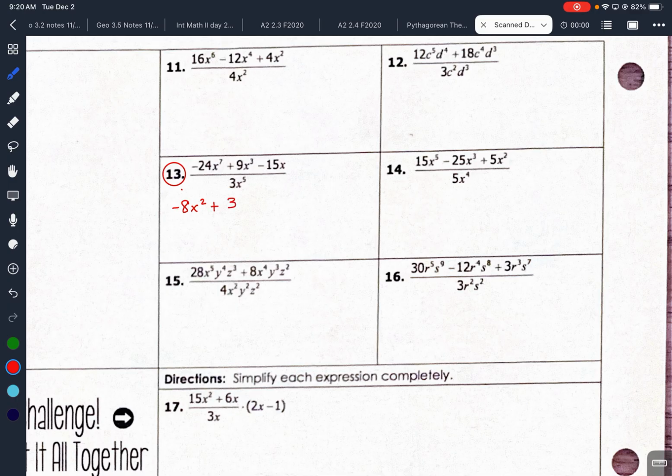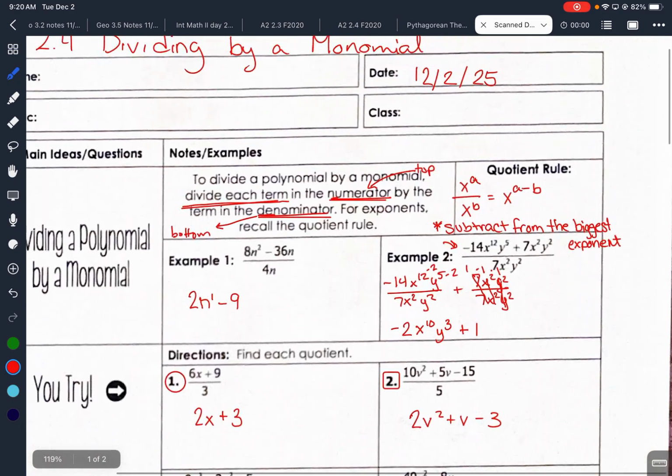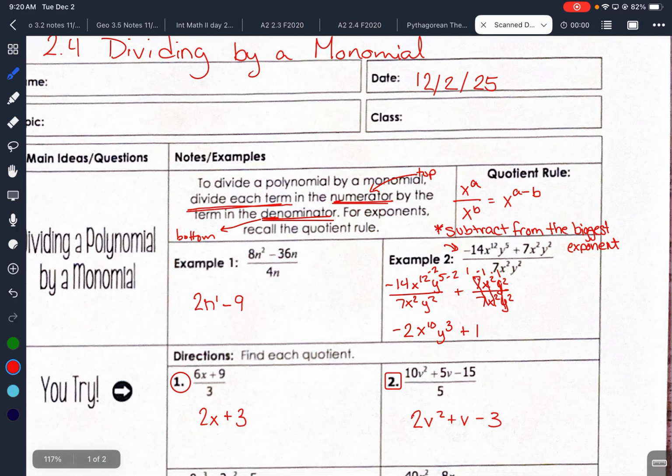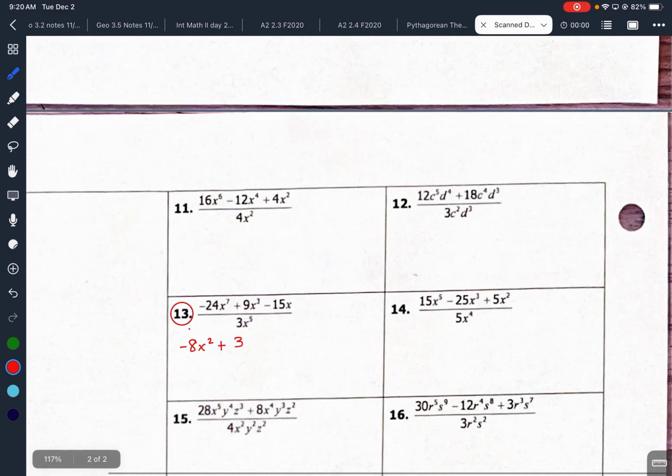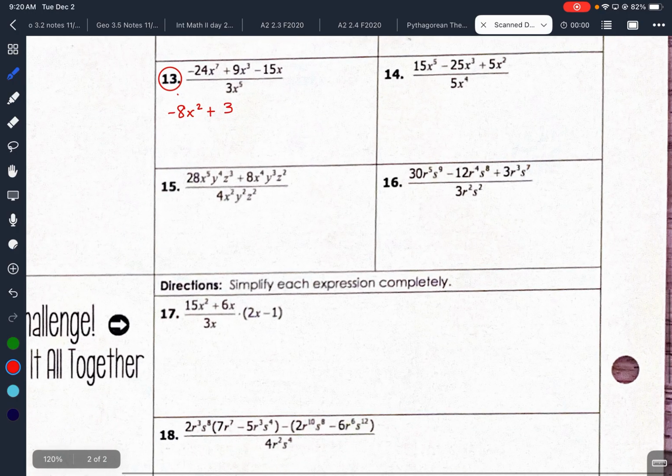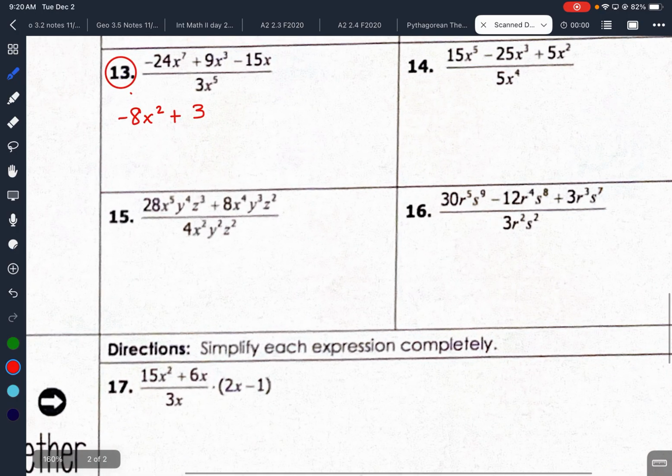Wait a second. What's different? That would be a negative 2. What did I say on the front? You can't have a negative. Subtract from the biggest exponent, not subtract the biggest exponent. So where is the biggest exponent at? Numerator or denominator? Denominator. So guess where it's going to stay? The denominator. So it's going to be 3 over x to the what? Second. How'd you get second, Shane? 5 minus 3.